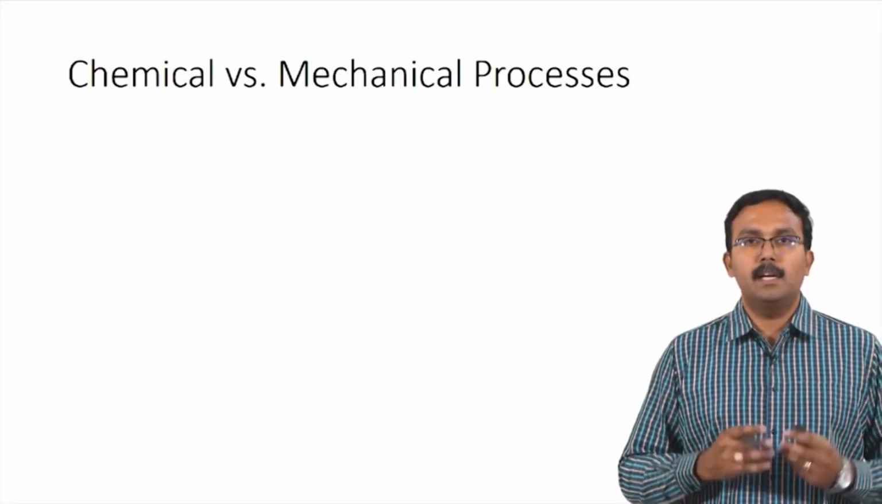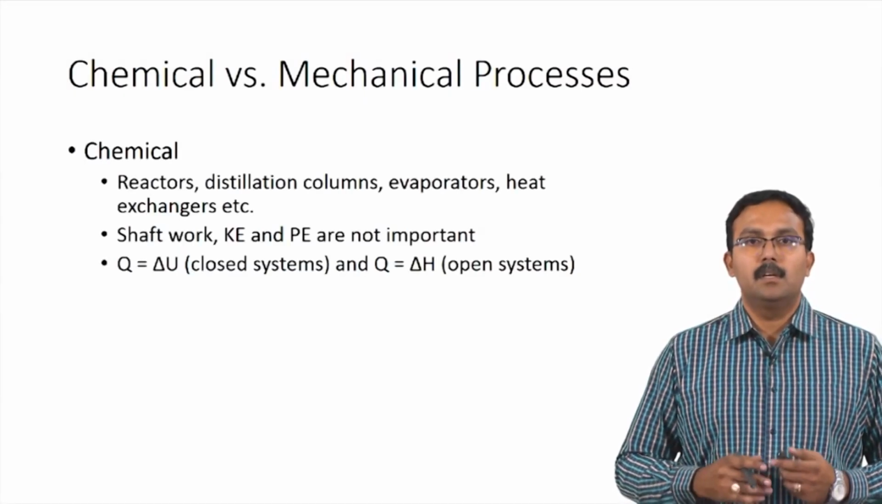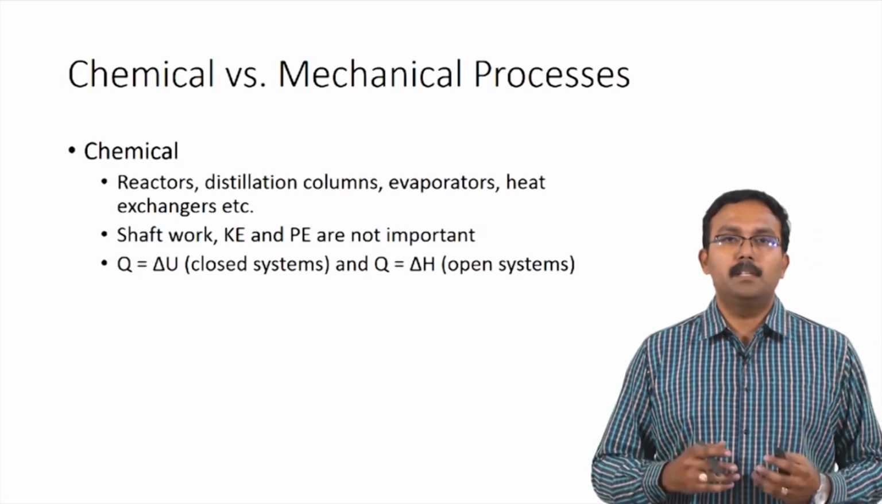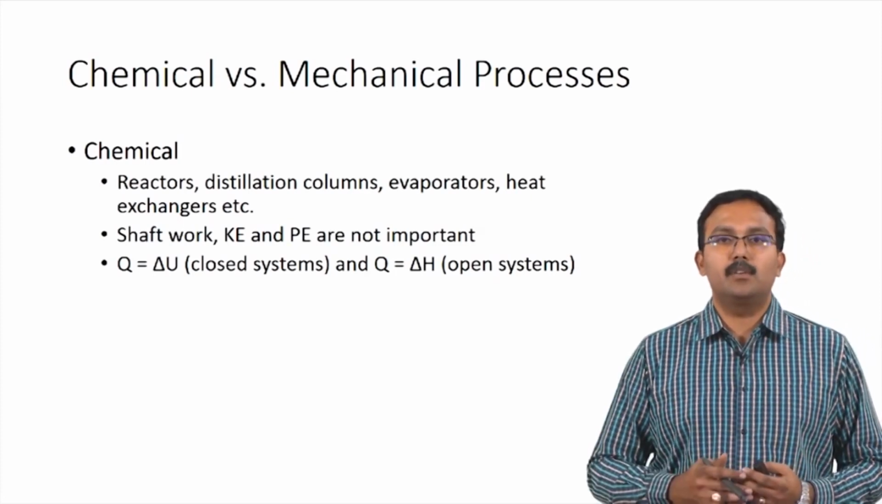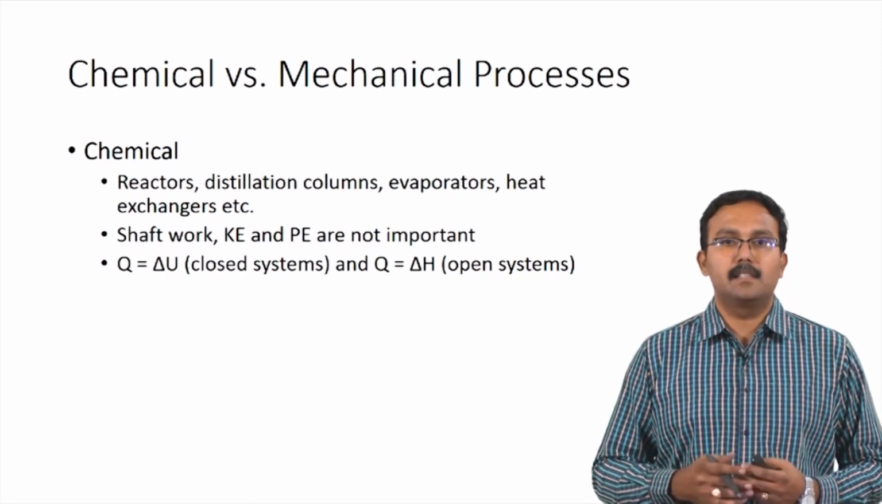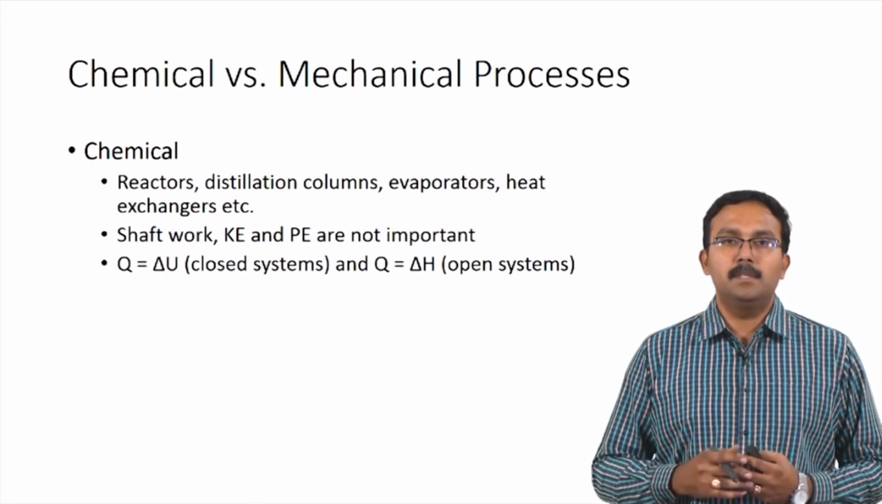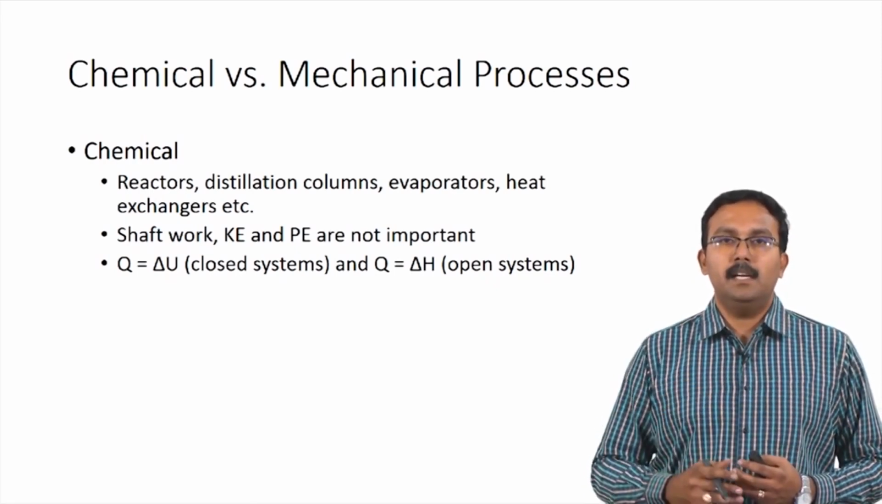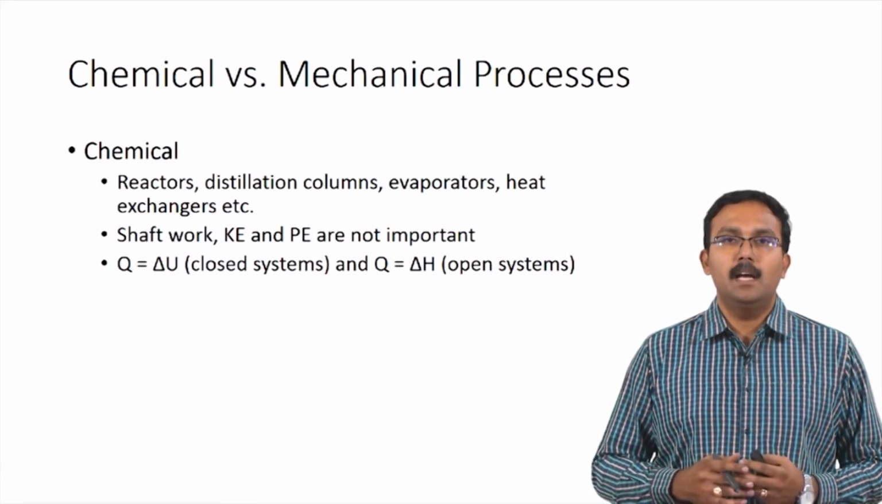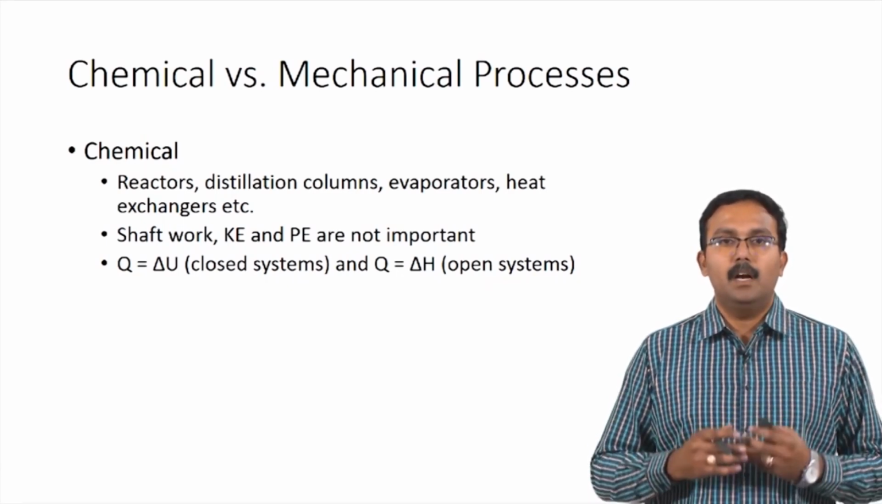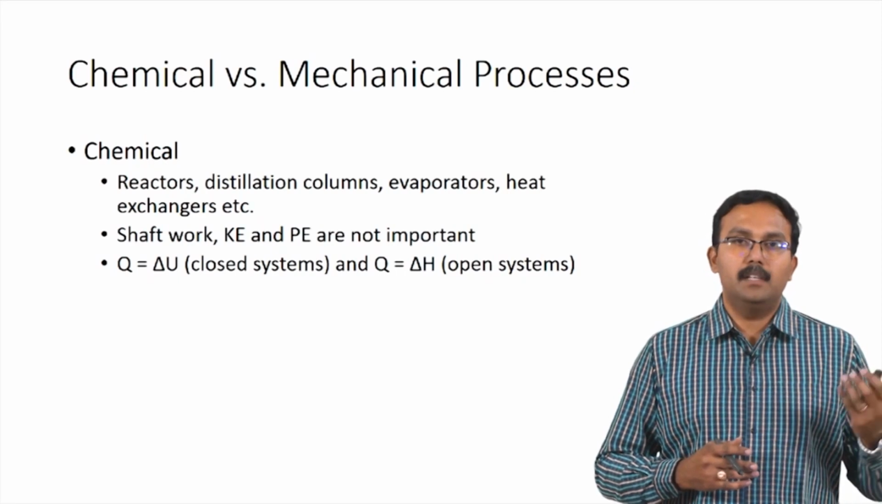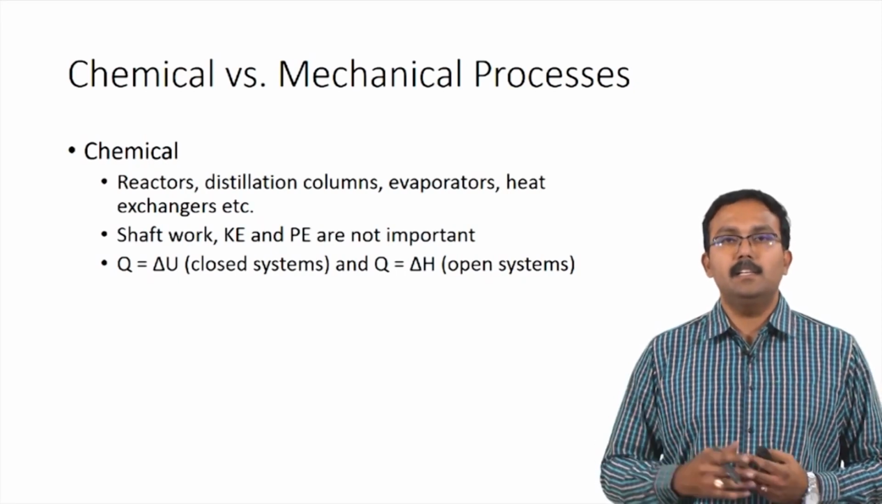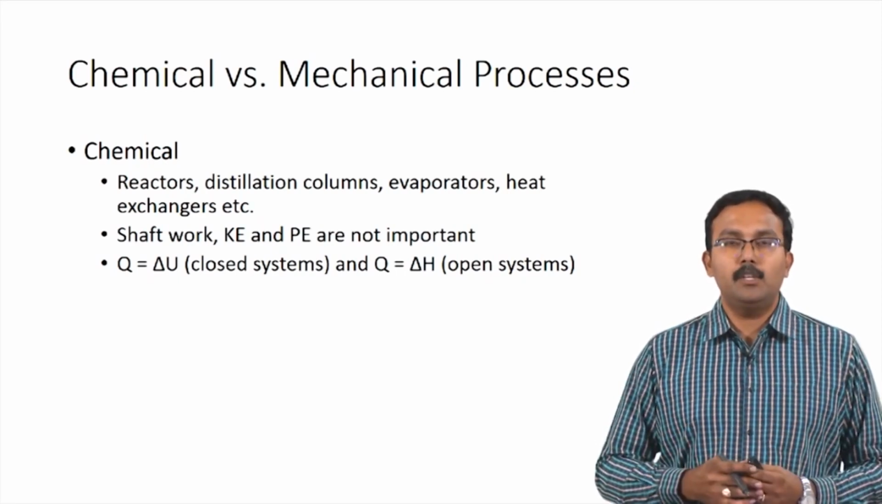What is the difference between a chemical and a mechanical process? A chemical process would be something like a reactor or a distillation column, evaporators, heat exchangers, etc. In such systems, shaft work, kinetic energy and potential energy changes are not very critical. However, you would have heat and change in internal energy or enthalpy which play a major role when it comes to energy balance calculations.